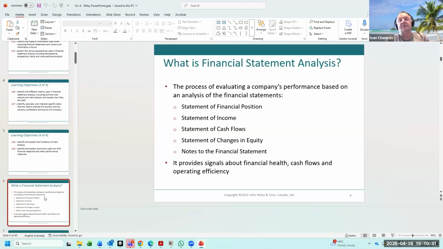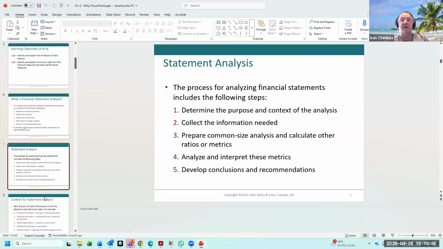Through those statements, these users of the financial statements are going to try to assess the financial health of the company. Is this company able to generate cash? And does this company actually operate efficiently? So if we invest in this company, are they going to have the ability to generate the cash that we want?